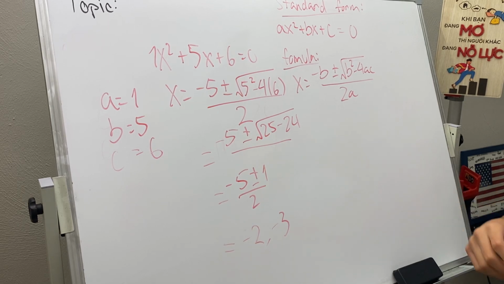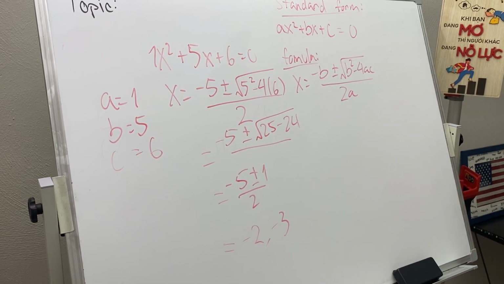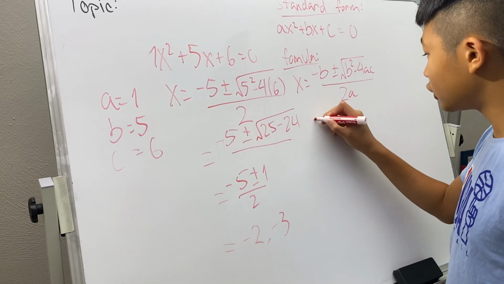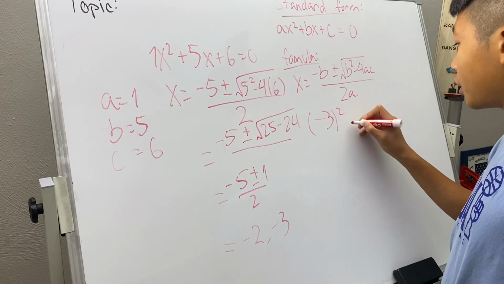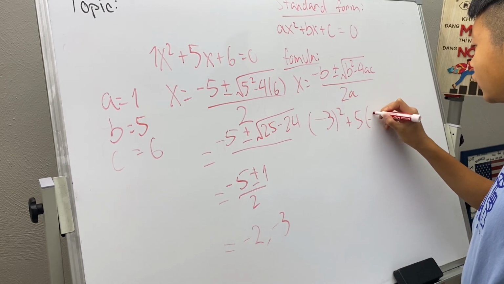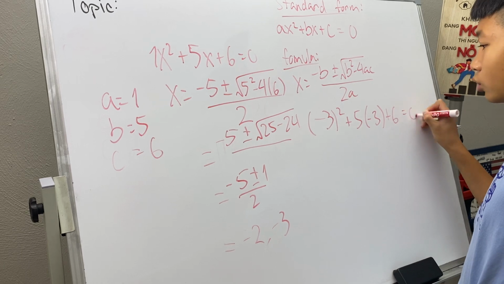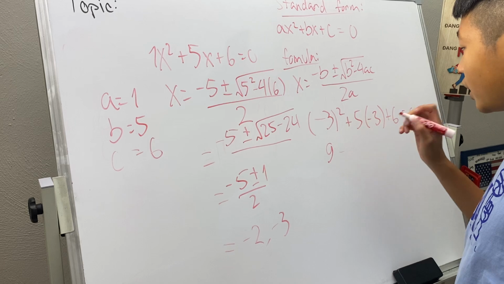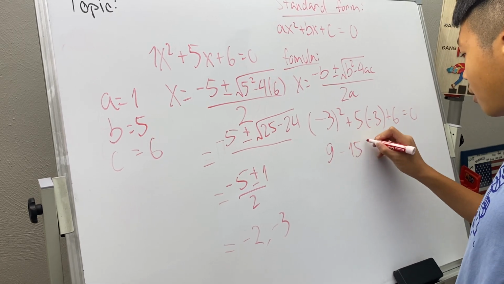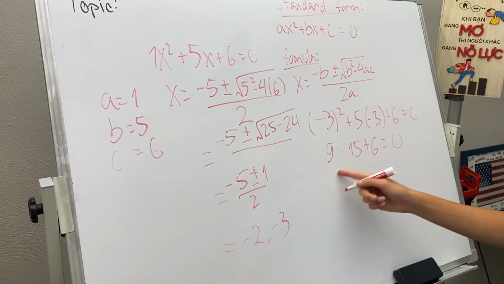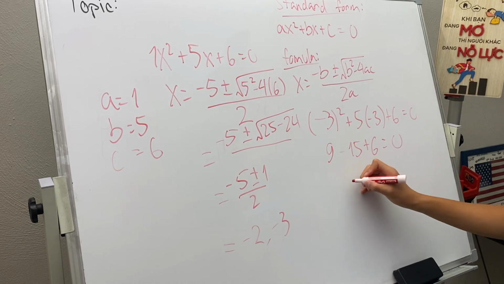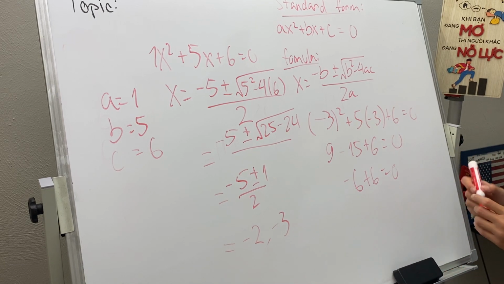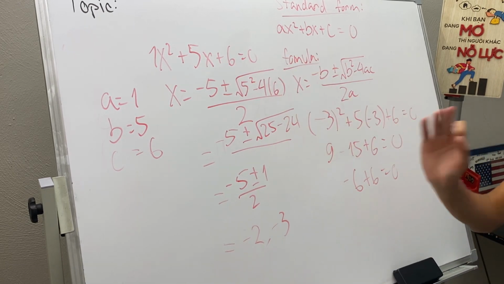Okay, the second one will be minus 3 squared plus 5 times minus 3 plus 6, that is equal to 0. Minus 3 squared equals 9, plus minus equals minus, 5 times 3 is 15, plus 6 equals 0. 9 minus 15, that's negative 6, and the same thing, this equals 0. Yes, so these 2 answers do give you 0, so this is legit.